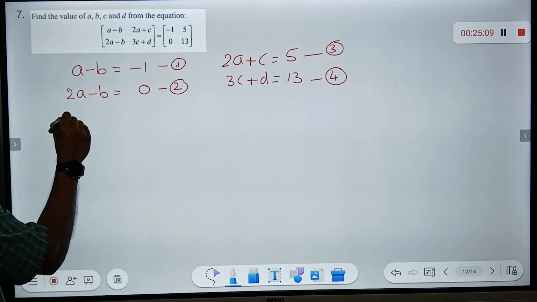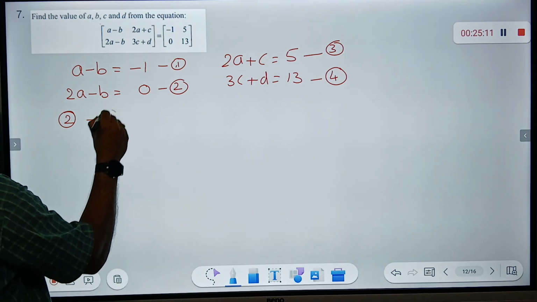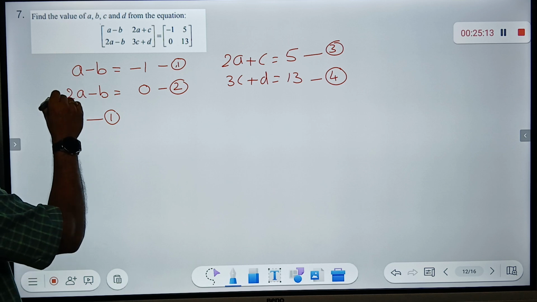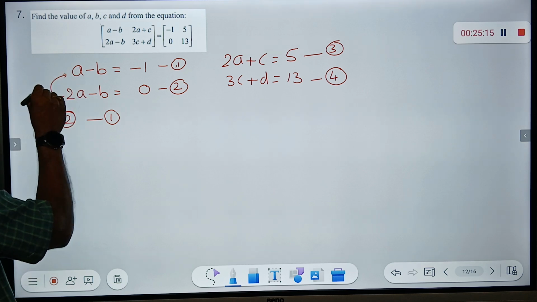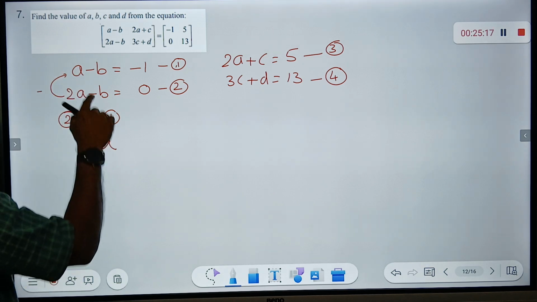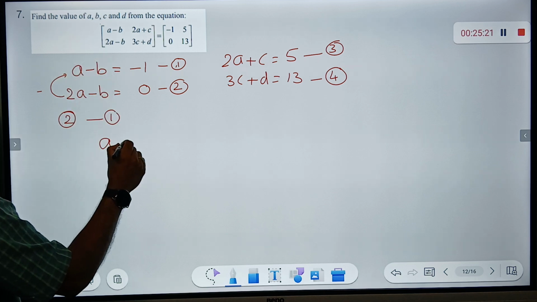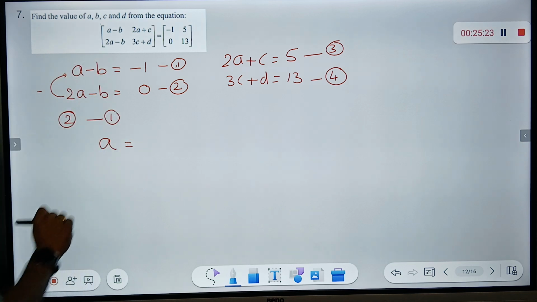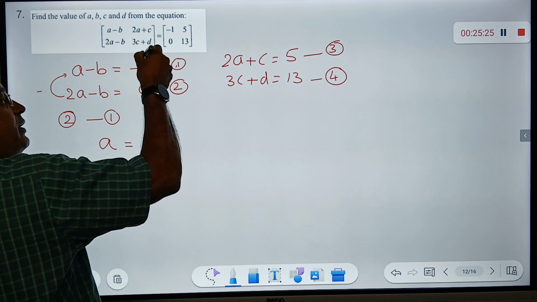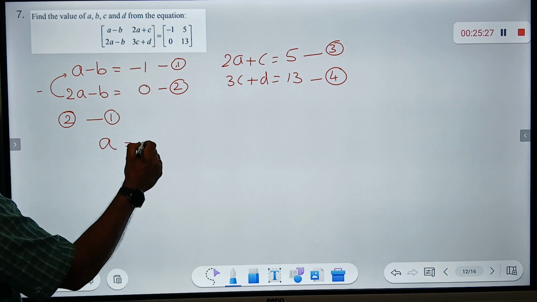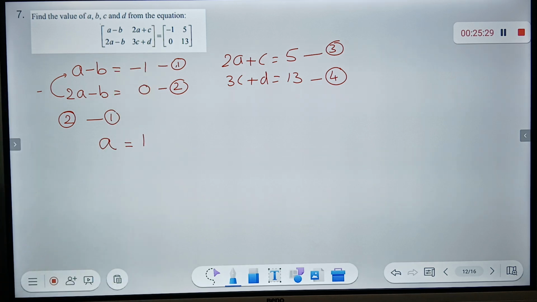Now what do you do? You do 2 minus 1, just a normal linear equation. So what is 2a minus a? It is a. Minus b, minus of minus b will be 0. So this will be equal to 0 minus of minus 1, which is plus 1. So you get a equal to 1.